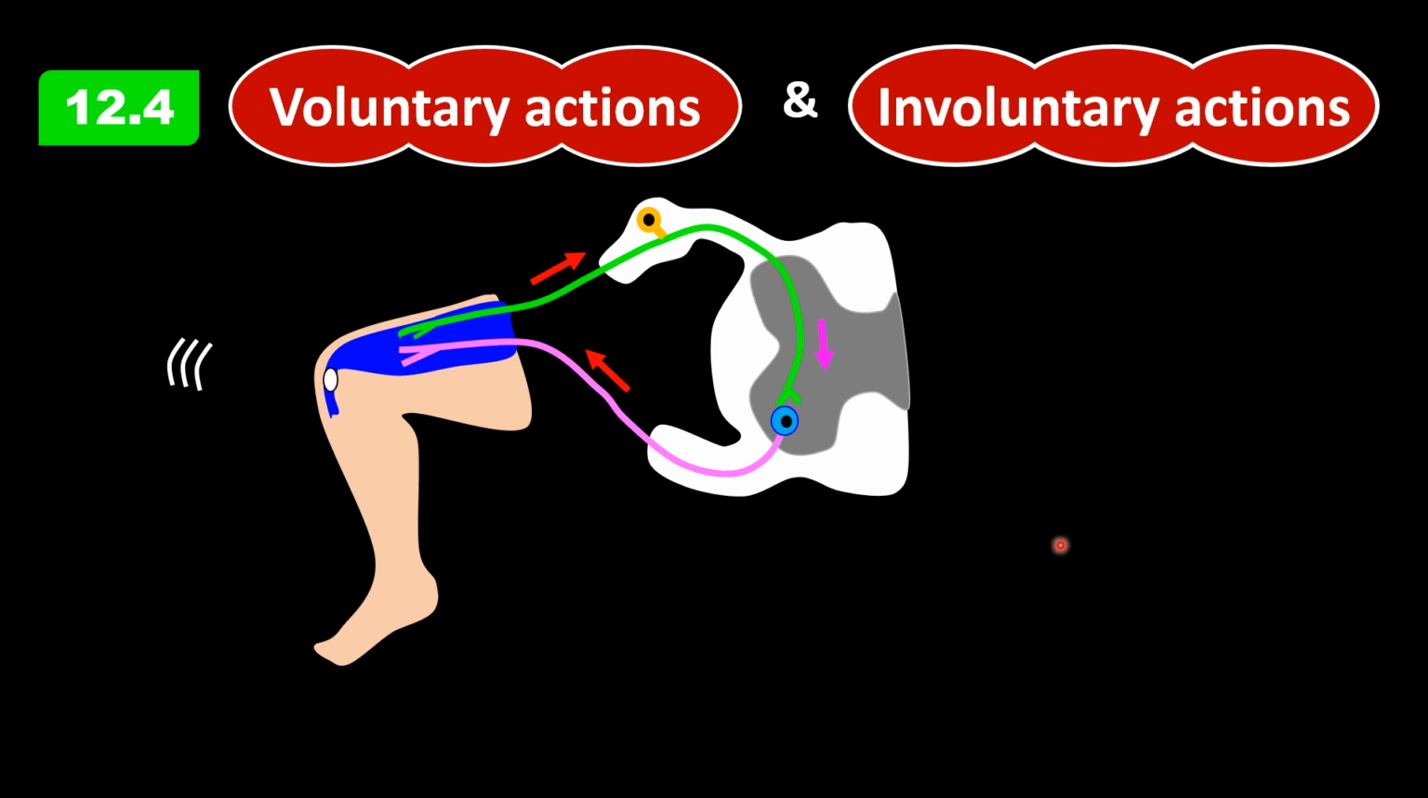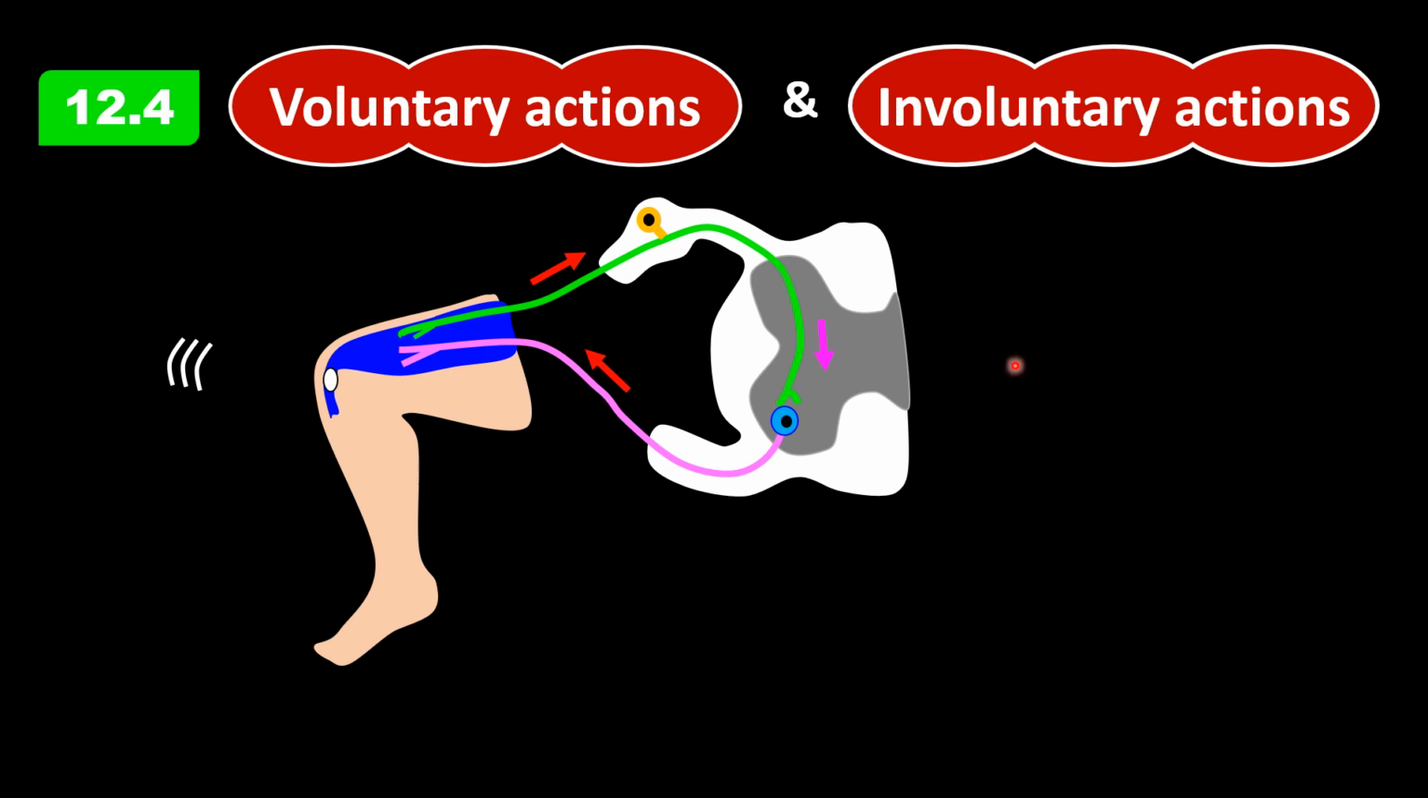In this video, we are going to study subtopic 12.4 of our biology Form 4 syllabus entitled Voluntary Actions and Involuntary Actions. So every day we are carrying out these two different types of actions. For example, even right now your heart is beating, you are breathing and you are blinking your eyes.